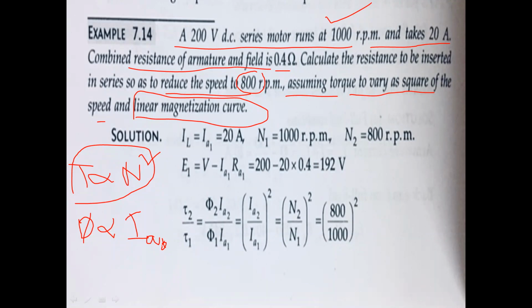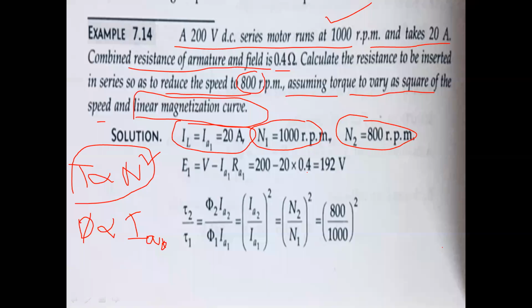So this is the problem. Initially it takes 20 amperes of current. Armature line current is equal to armature current in a series motor, so this is the 20 amperes. Speed is 1000 RPM, and N2, the second speed, is also given. So E1 equals V minus IA1 into Re, which is 200 minus 20 into 0.4. This is the back EMF in the first case.